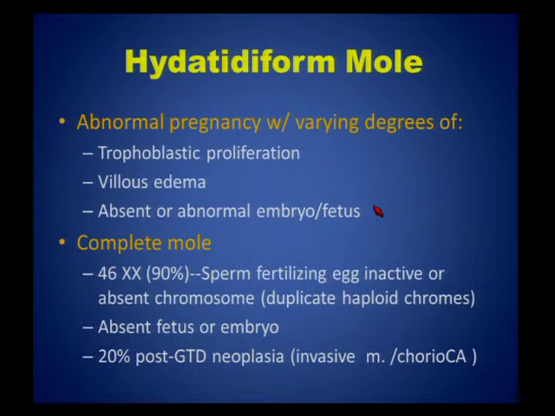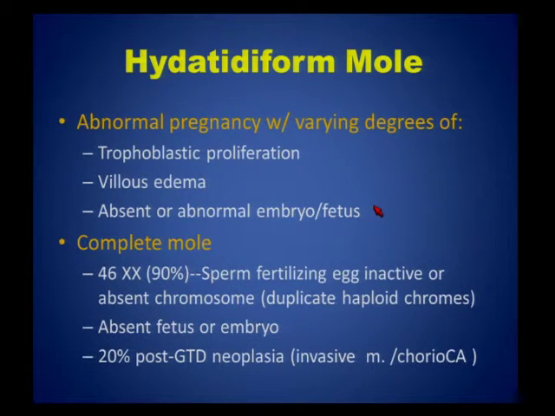Hydatidiform mole in general, again, should be considered to consist of 3 entities. One is trophoblastic proliferation. The trophoblasts are the cells derived from the embryo that invade the decidua, forming the early placenta. Villus edema is the second one, and the third one is an absent or abnormal embryo or fetus.